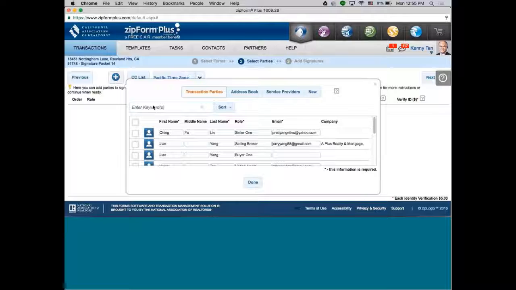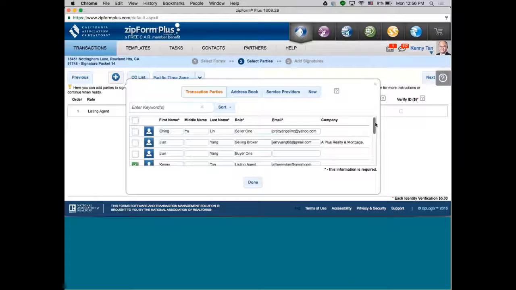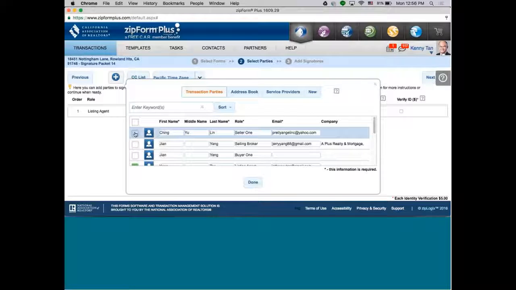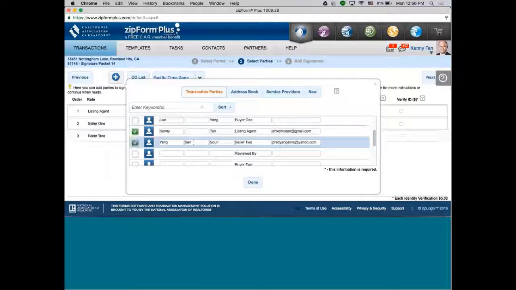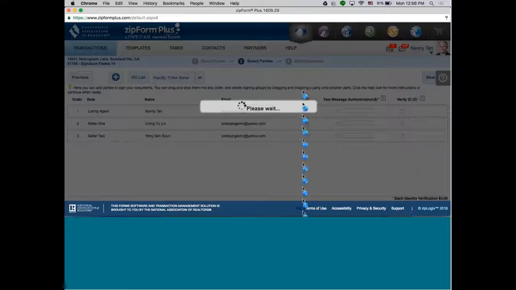So these are my seller's names. So I'll check my seller's name, and it may require my signature as well. So I'm just going to check my signature. If I'm the first person to sign, I'll check my name first. And the second person to sign, you check his name second. And the third person to sign, you check his name third, in the order you want it. Okay, and then I say done. Now, previously, you would have input the emails into the party portion of that folder. And then you click next, right?